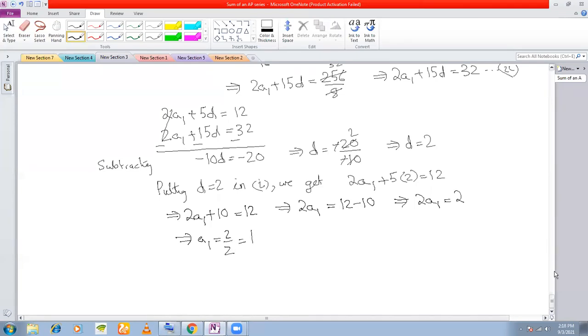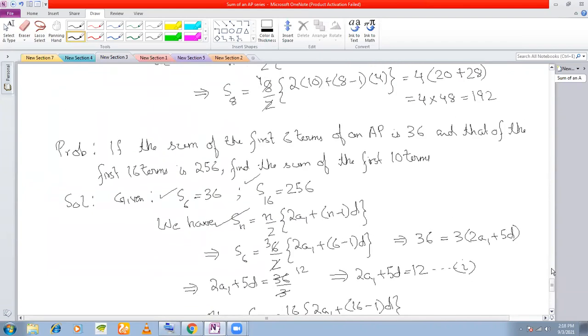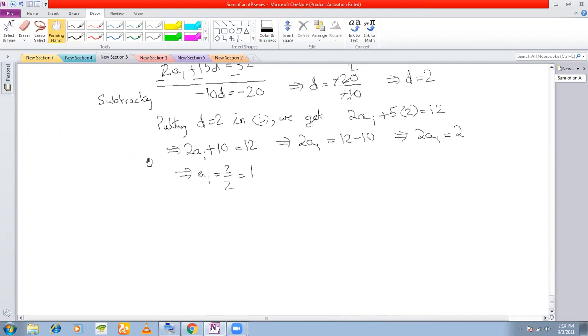So you got the first term and the common difference. Now the question here is not to find out the first term and the common difference, but in fact to find out the sum of the first 10 terms. You know the first term and the common difference, so you can easily find the sum of the first 10 terms. So hence S10 we need to find. Put it in the formula.